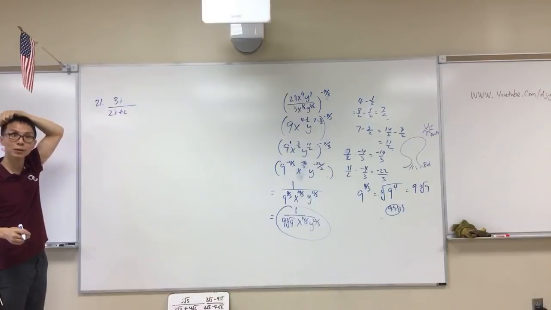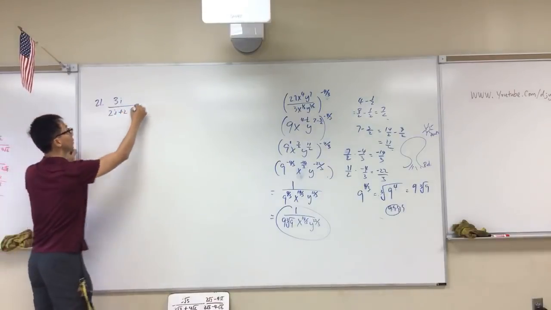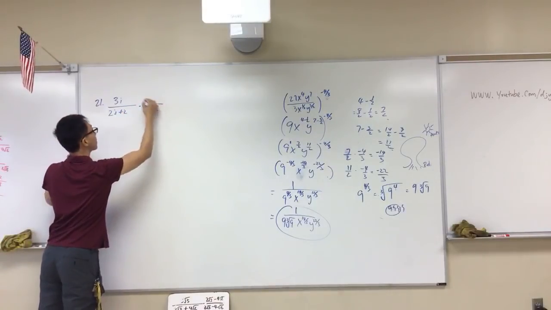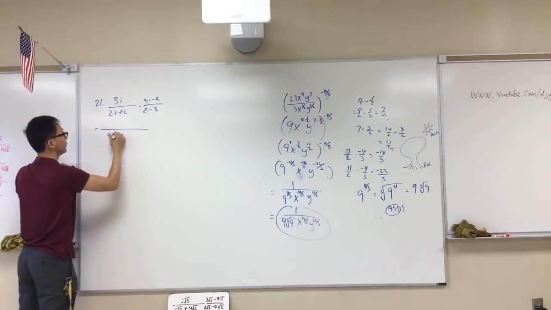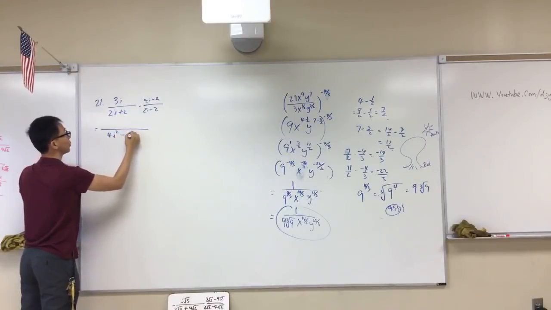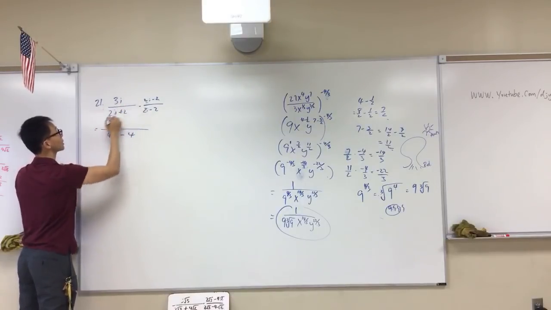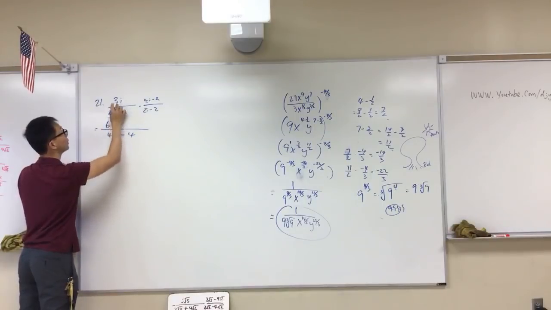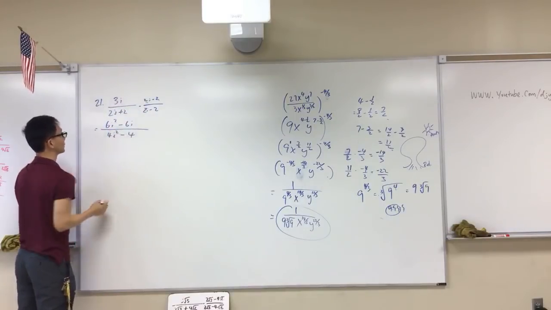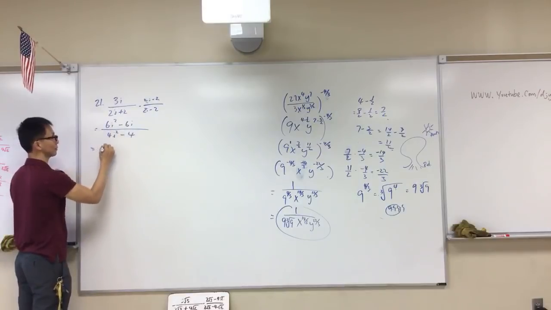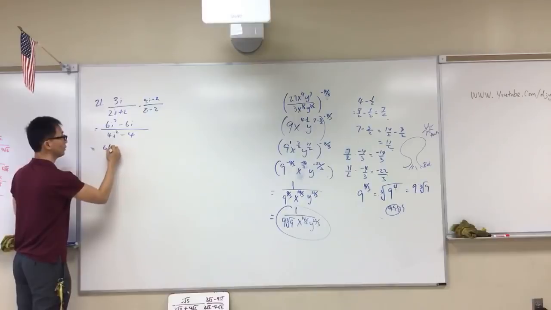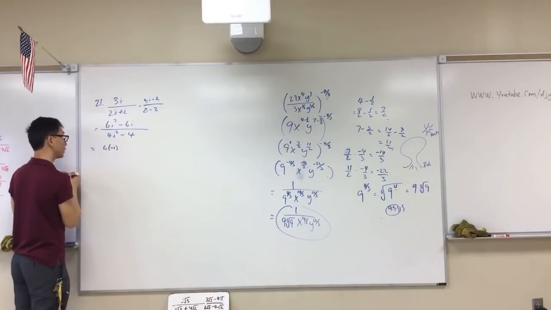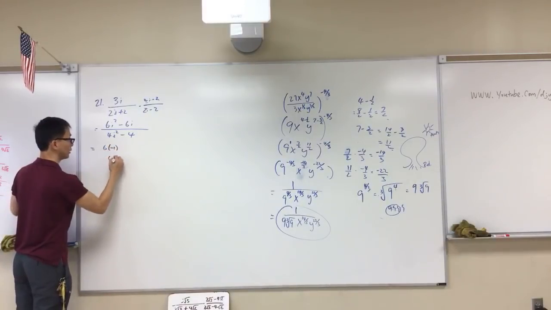What's the conjugate of this one? 2i minus 2 over 2i minus 2. So then on the bottom is going to be 4i squared minus 4, right? On the top is going to be 6i squared minus 6i. So i squared is what? Negative 1. Right? Negative 1 here.